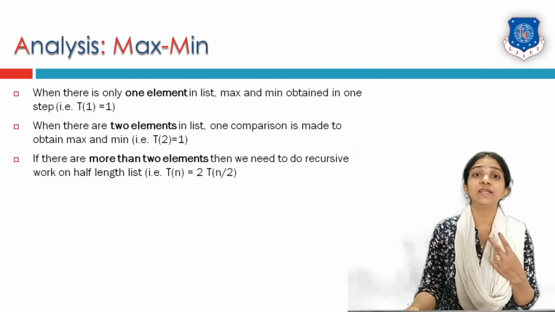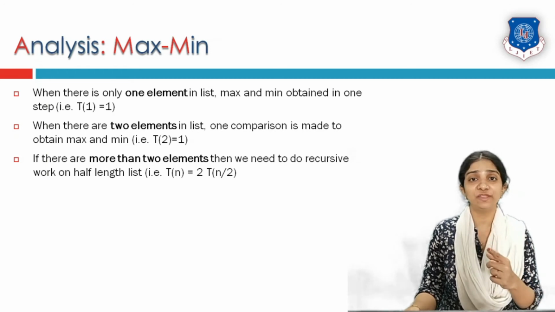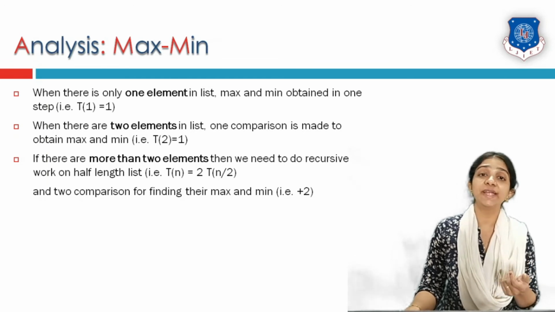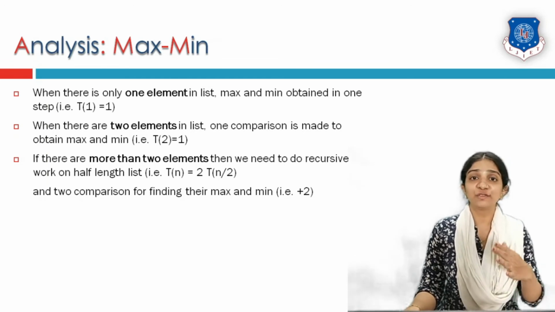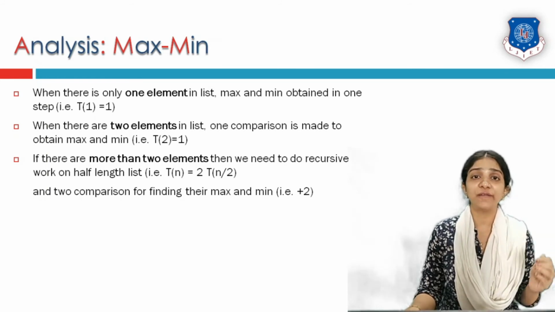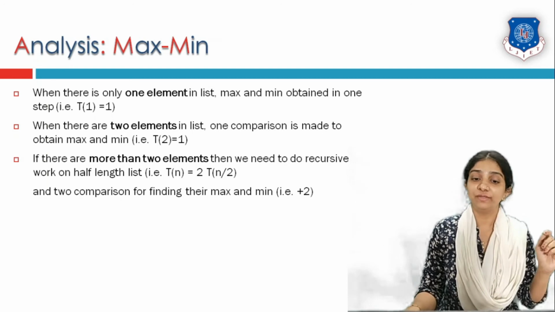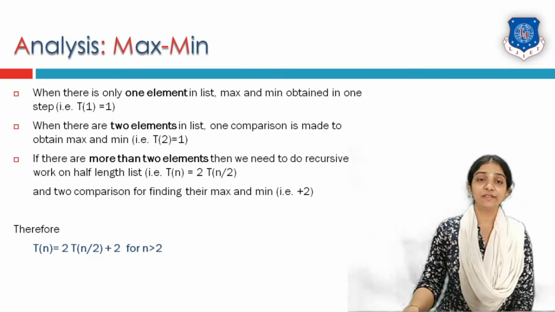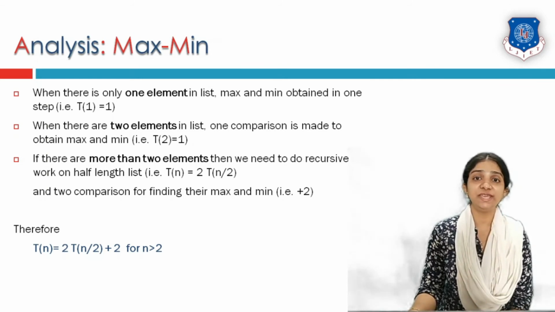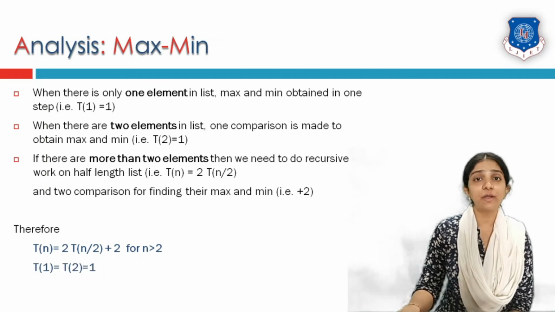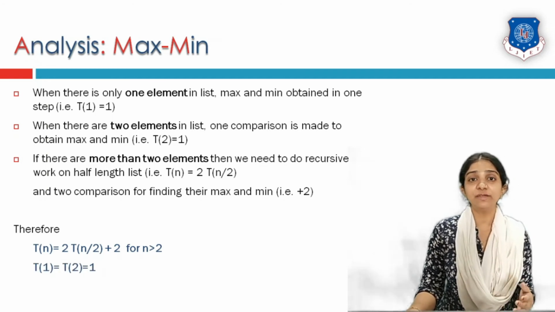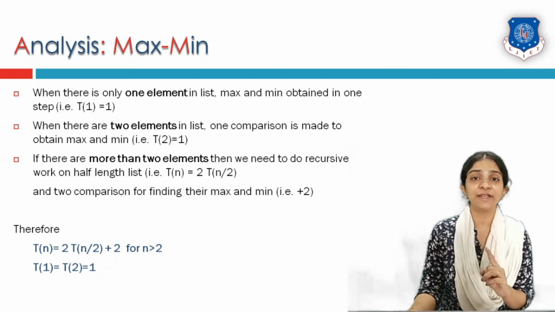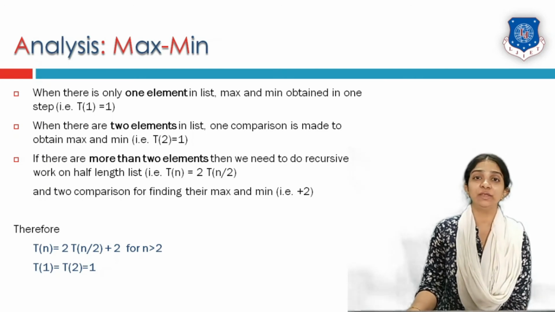plus we would also require two steps to compare max new and min new. So those two are the additional steps to get our final max and min values. So T(n) would be 2T(n/2) + 2. Now we will solve. So this is our recurrence relation: T(n) = 2T(n/2) + 2 for all n greater than 2. And for T(1) and T(2), we will require only one comparison to get our final max and min values.